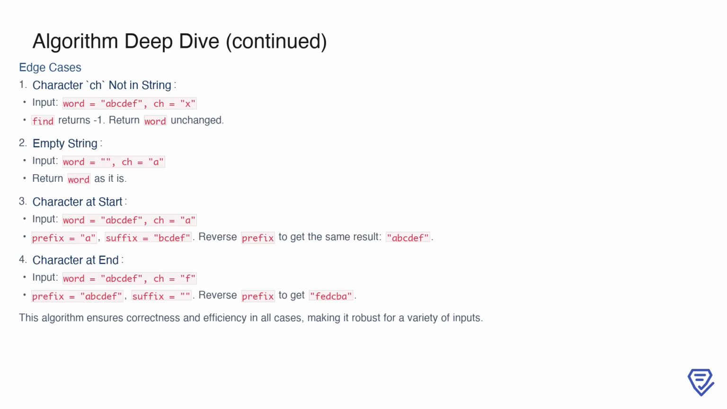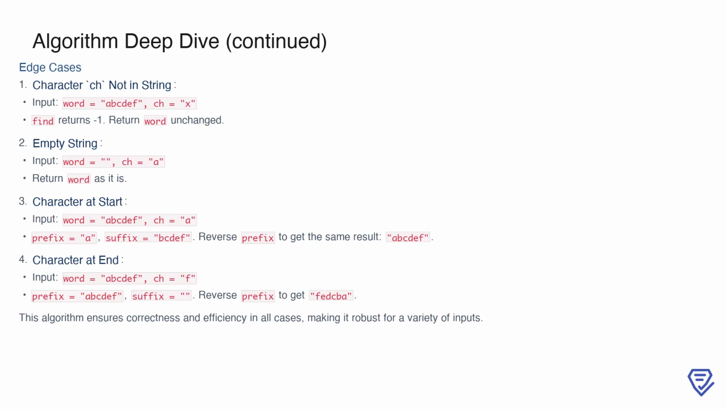Let's consider a few edge cases to ensure the algorithm works correctly in all scenarios. First, if the character ch is not found in the string, such as with word equals abcdf and ch equals x, the find method returns -1. In this case, we simply return the original string unchanged.